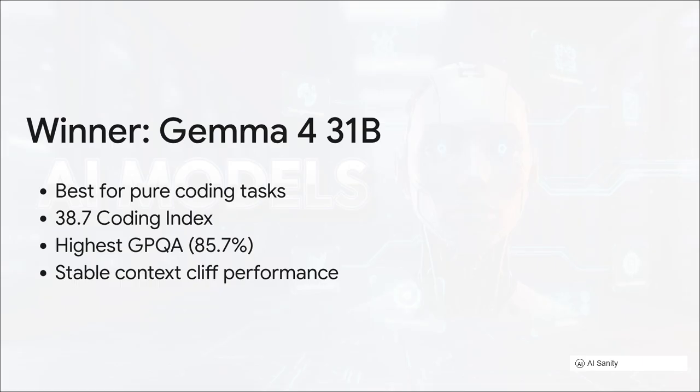It boasts a 38.7 coding index and hits the highest GPQA score at nearly 86%. It also has incredibly stable context cliff performance. That basically means it won't just suddenly degrade and start spitting out gibberish when you feed it a massive, dense code base to analyze.